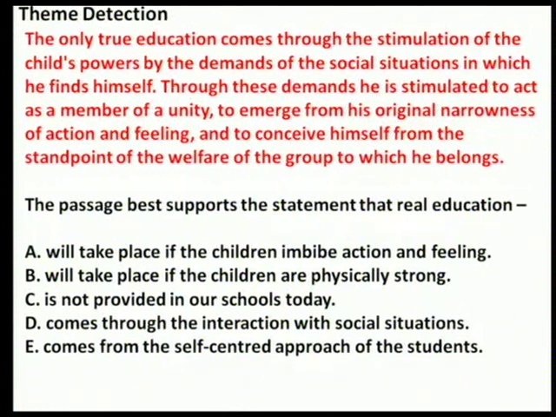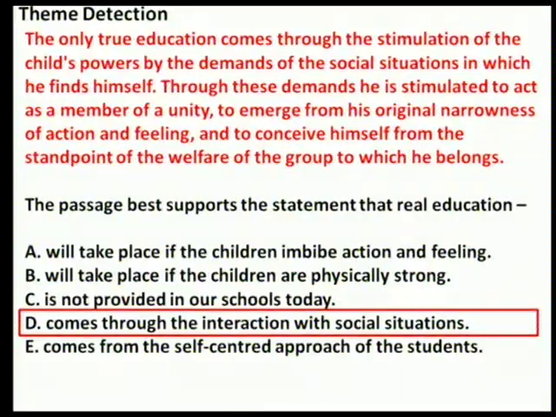The question is simple. The passage best supports the statement that real education, what is real education as per the passage? So you need to read it 2-3 times to understand the inner meaning of it and then find the correct answer. So in this case the correct answer is option D. What does option D say? It comes through the interaction with social situation. Look at line number 2 here. The only true education comes through the stimulation of the child's powers by the demands of the social situations in which he finds himself.